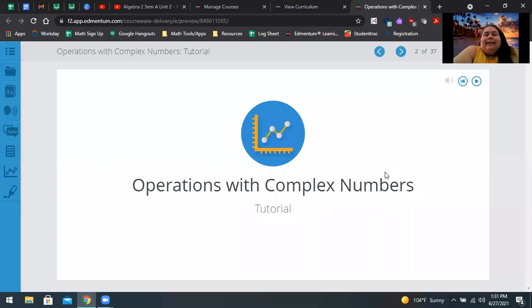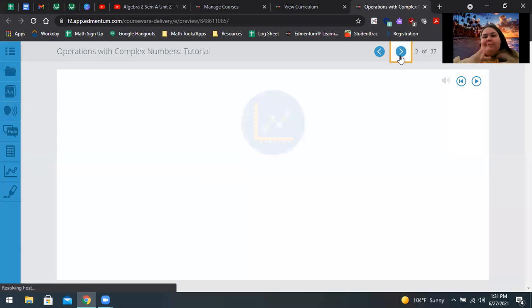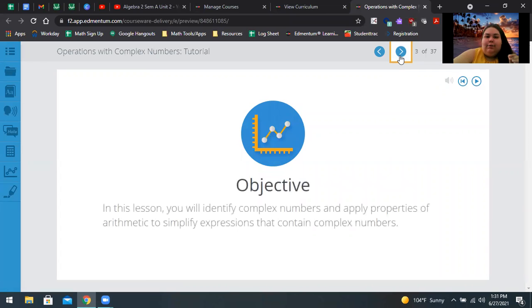Hey everyone, welcome back for an Algebra 2 semester, Unit 2 Operations with Complex Numbers tutorial. We're taking a big shift from dealing with polynomials, and we're going to see within the next tutorial how we're relating these complex numbers.